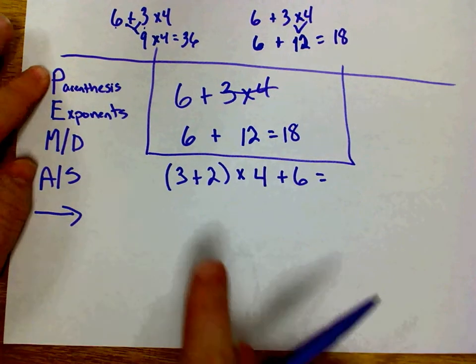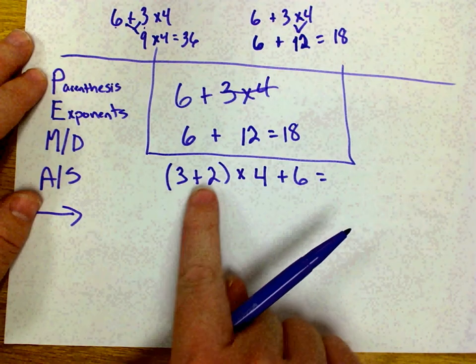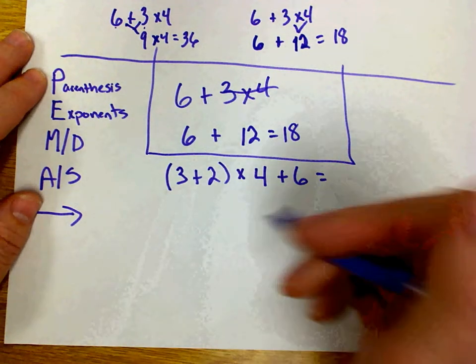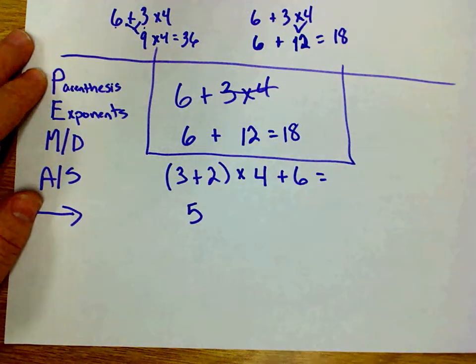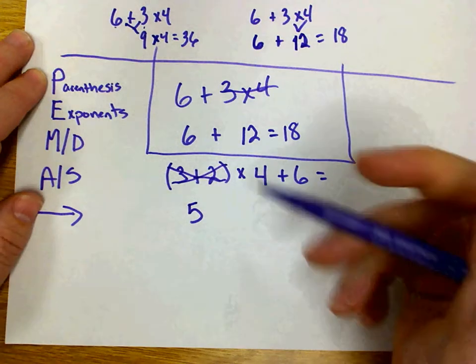Parentheses. Are there any parentheses? I need to do those first. Yes, there are. 3 plus 2 is in parentheses, so I have to add them. 3 plus 2, well, what does it equal? 5. All right, well, me personally, I just cross that off, and I carry the rest of the problem down.